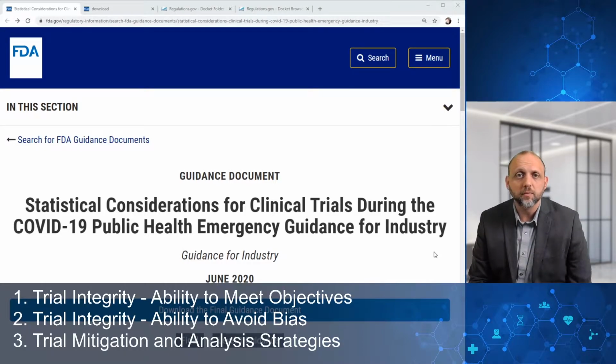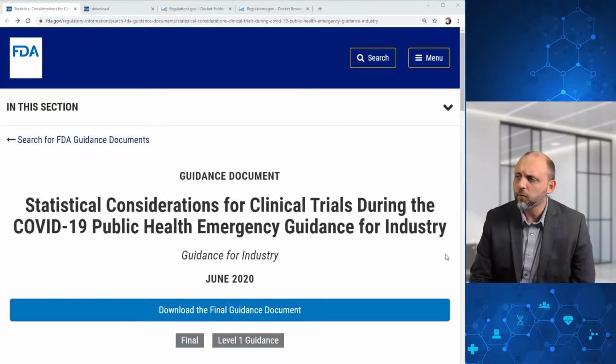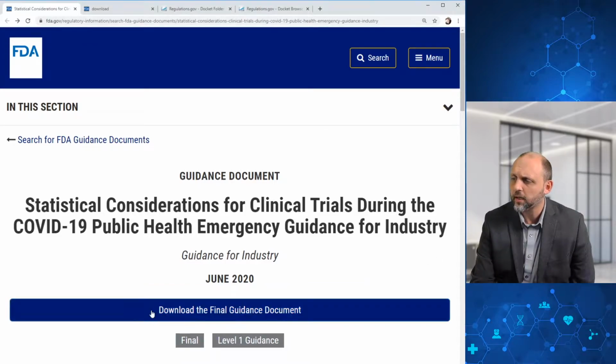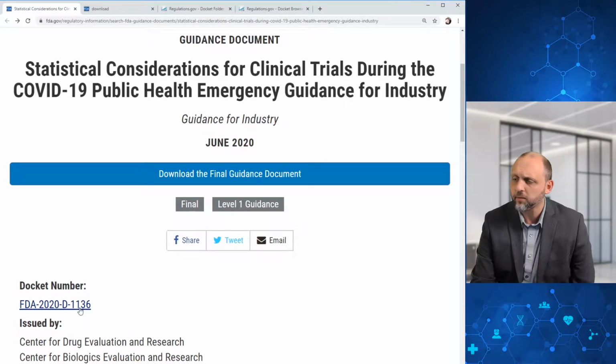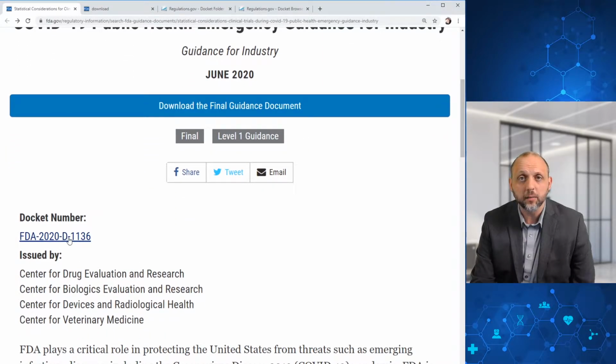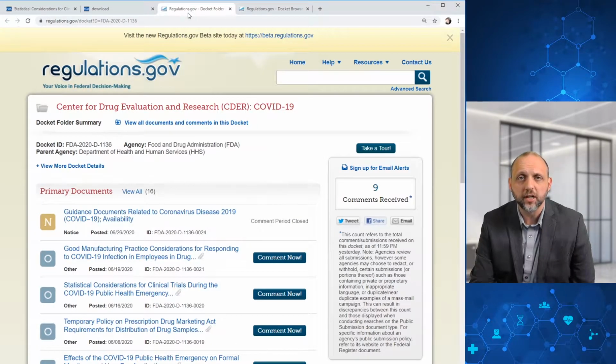And third, really would like for you to take away today a couple trial mitigation and analysis strategies that you can implement. If we move forward here, we can go ahead and get into the actual guidance document. And we see here docket number. And if we click that link, that'll take us over to regulations.gov.